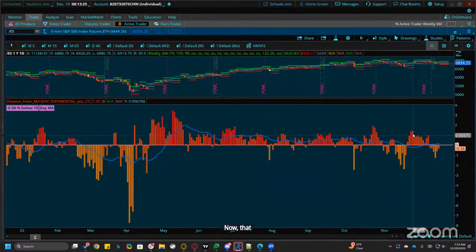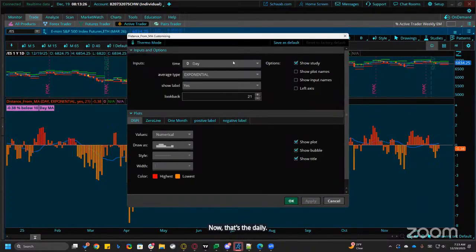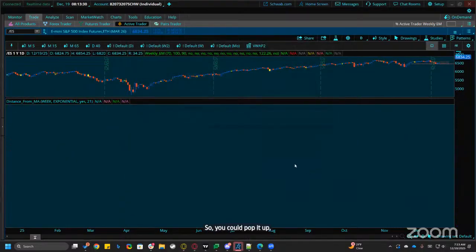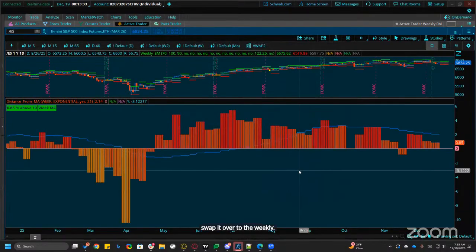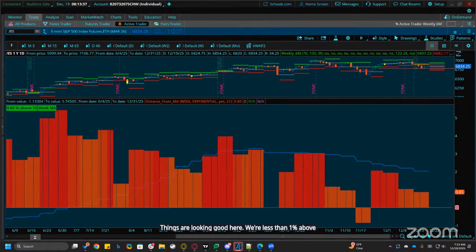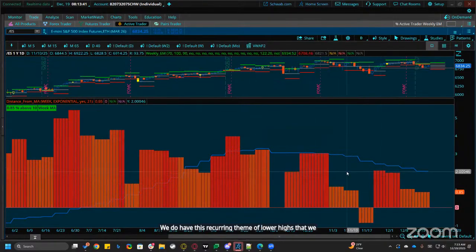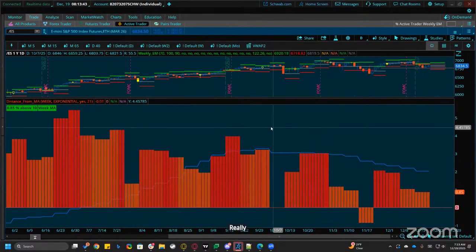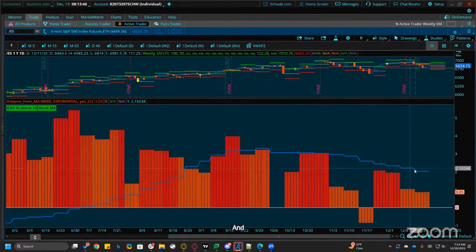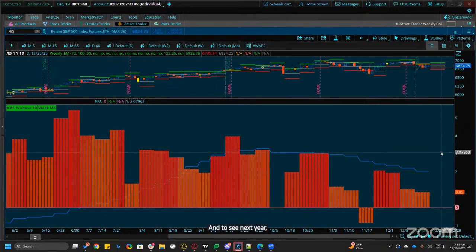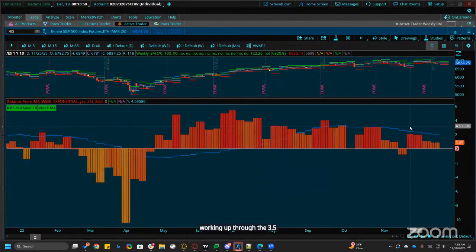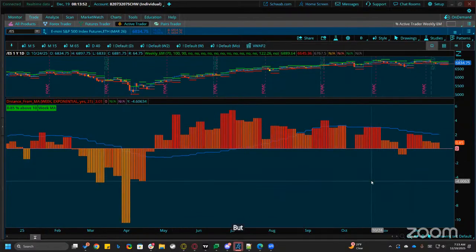Now that's the daily. So you could pop it up, swap it over to the weekly. Things are looking good here. We're less than 1% above the 10-week. We do have this recurring theme of lower highs that we need to deal with. Really looking for a breakover on that, and to see next year, we're working up through the 3.5% and the 4% range. But we don't have that at this point.